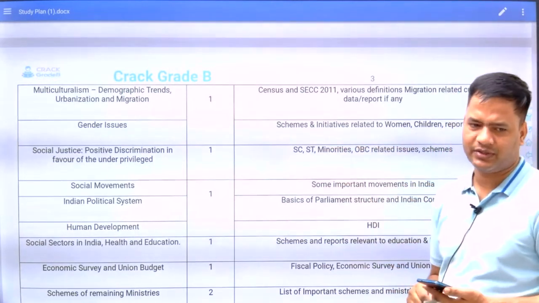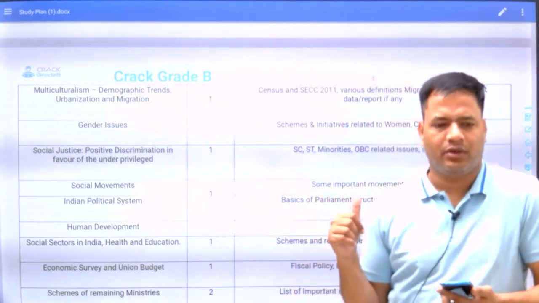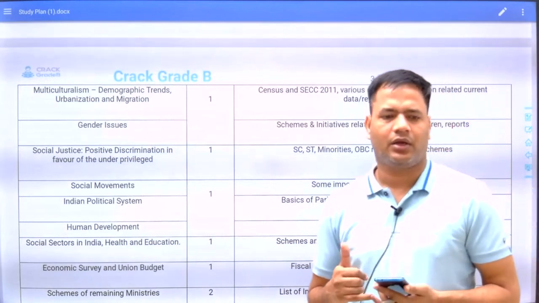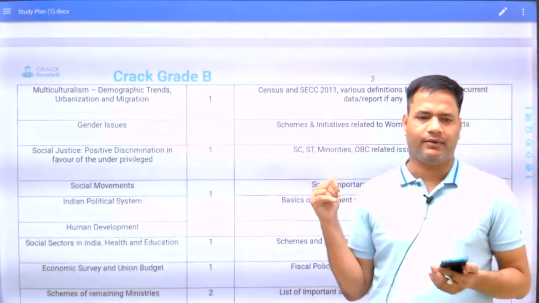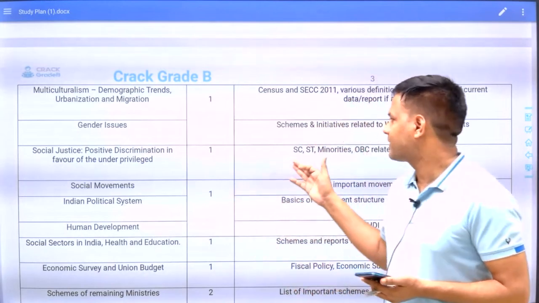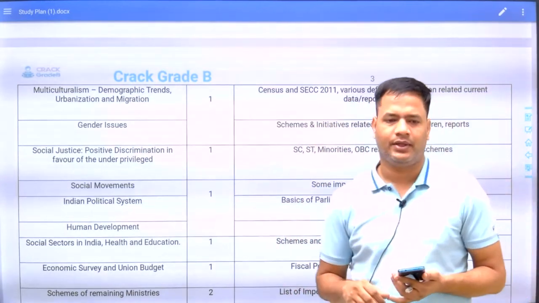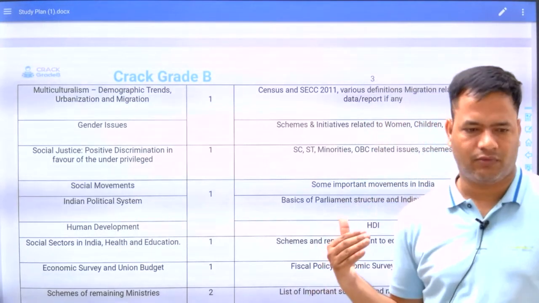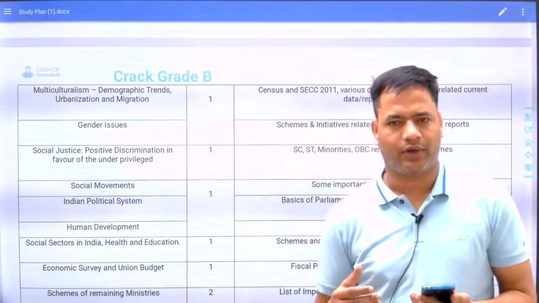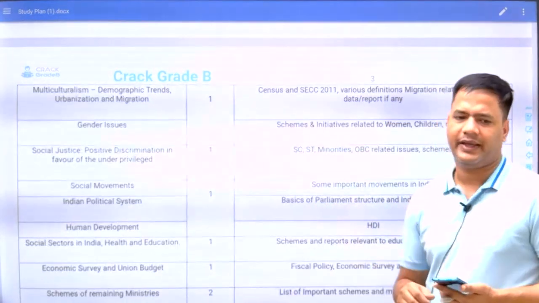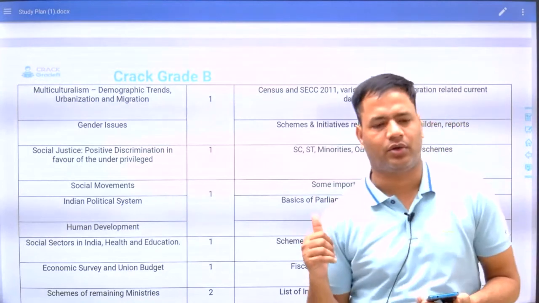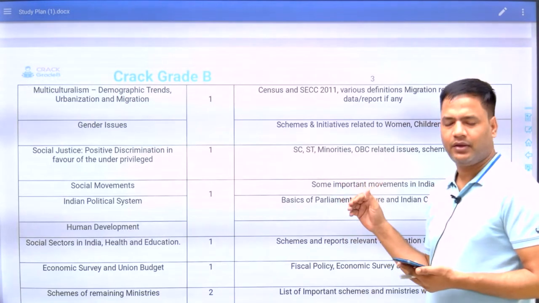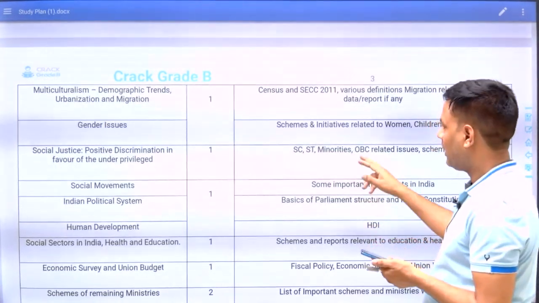Next topic is gender issues. Any report relevant to this topic, like the recent Global Gender Gap Report by the World Economic Forum, is important. Schemes of the Ministry of Women and Child Development are important, and laws related to women and children are also important for this exam. They can ask about the schemes and reports in this chapter, so you have to focus more on the schemes and reports under this topic.